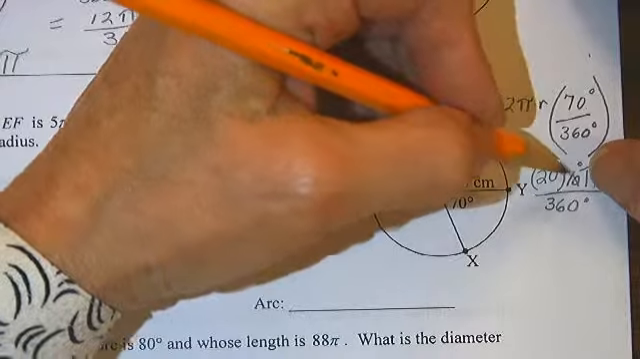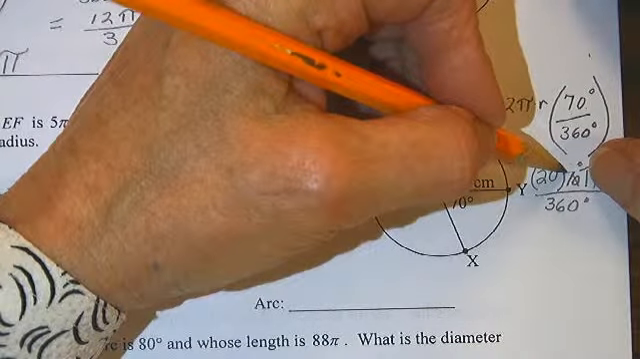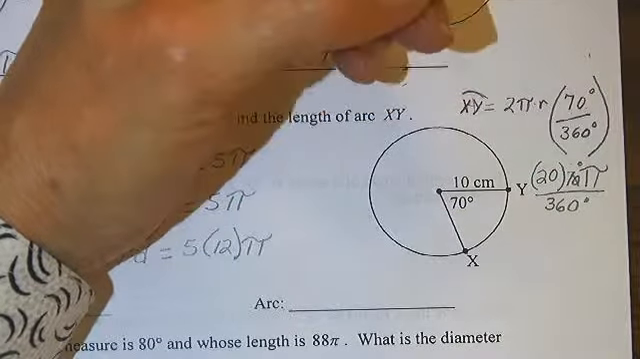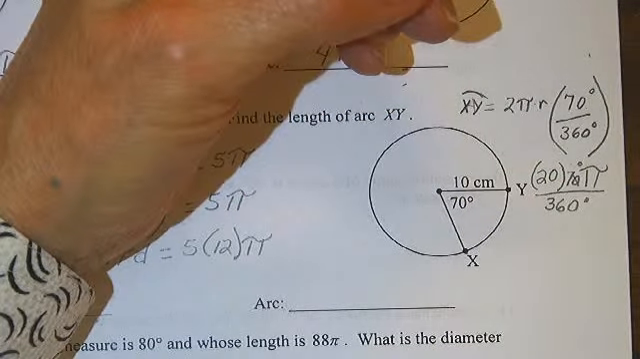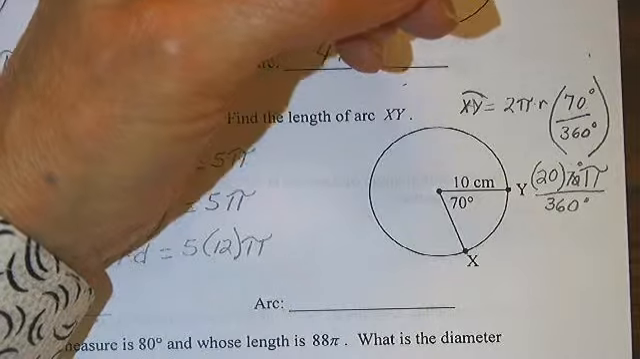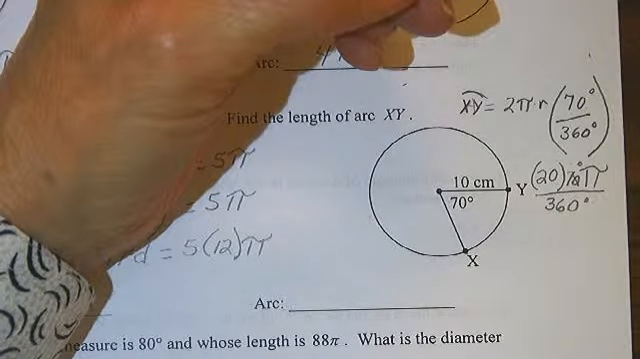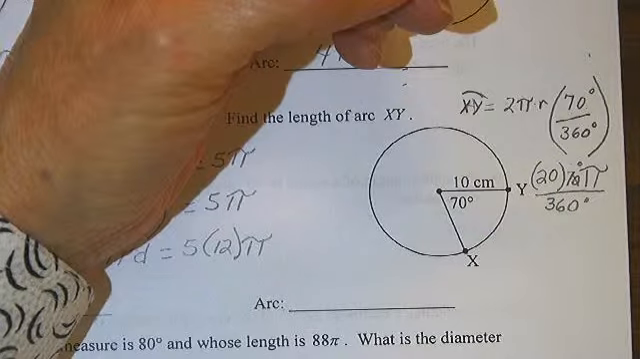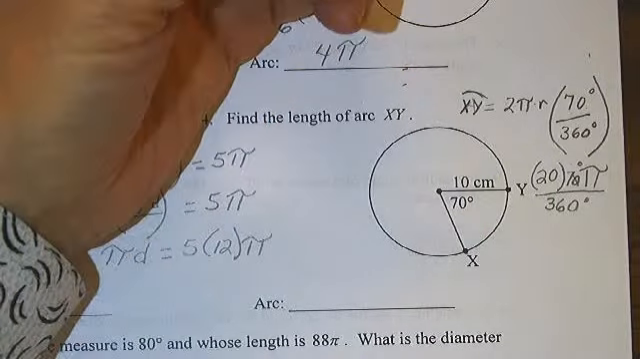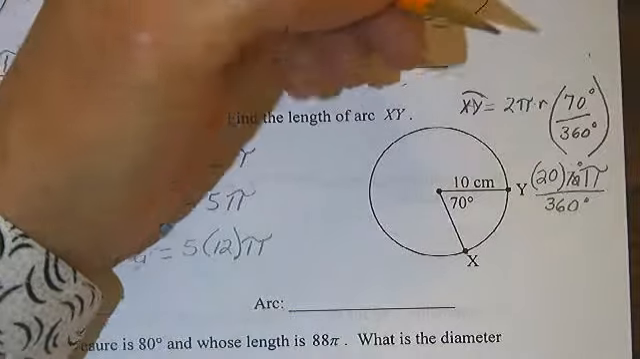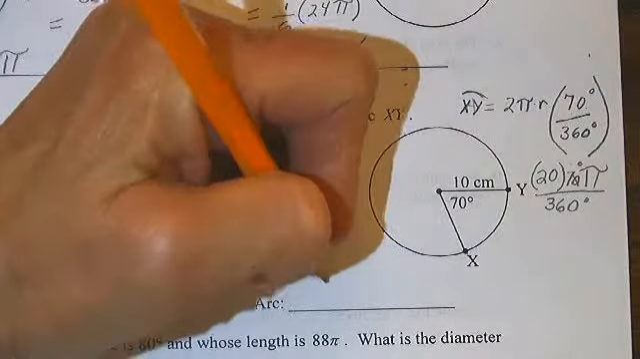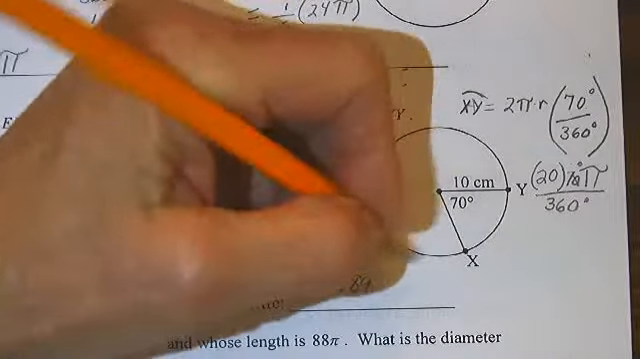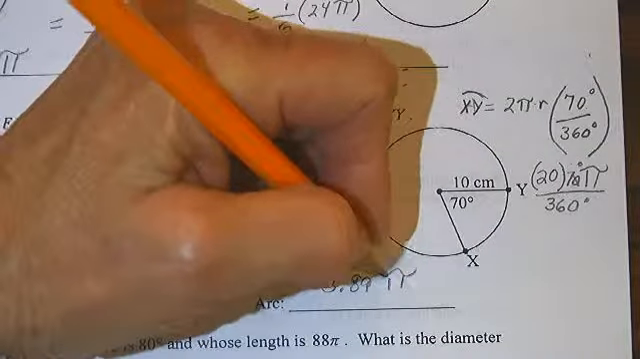20 times 70 is 1400, and I divide that by 360 to find that my answer is 3.89 times pi.